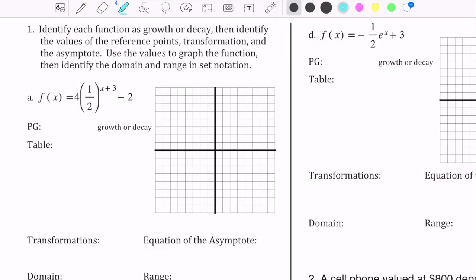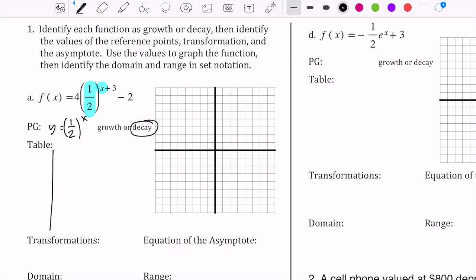Okay, we're graphing growth and decay functions. So first thing we're going to do is identify the parent graph, and the parent graph is always the base to the x. So for this one, it's going to be y equals 1/2 to the x. Because the base is 1/2 and 1/2 is less than 1, we know this is going to be decay.